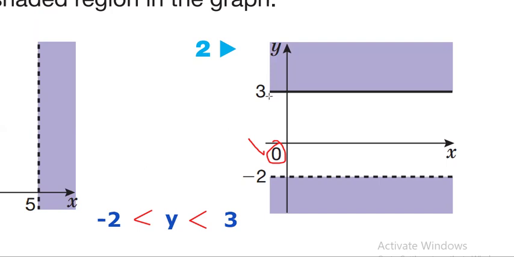Now we check the lines that we are talking about. This line here is a connected line. This means there should be an equal sign. So with the 3 here, there should be an equal sign over here. But here on the negative 2 part, there's no equal sign because the line is not a connected line. Now, this is the final answer for this question, and this is how you describe the inequalities from a graph.